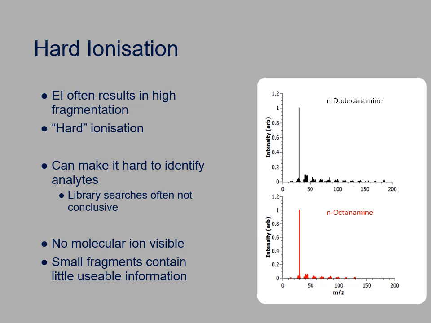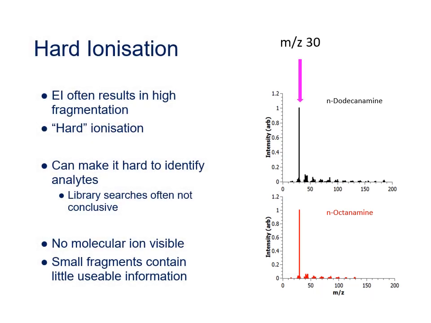Take, for example, these two amines. You can see from the spectra that both molecules predominantly form the same fragment at m/z 30, corresponding to an ion of CH2NH2. The molecular ion peaks are very small and might well be undetected in a mass spectrum from a weak sample. And the small fragment that is detected is not very informative. So EI mass spectra can be effectively impossible to interpret in some cases, although they may still give you some small information about the molecule that formed them, in this case, that it is an amine.